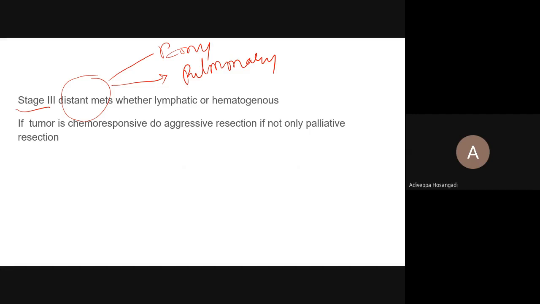So how do you treat the patient with stage 3? If they are chemo responsive, you try and do amputation, save the life. For sparing life, you can sacrifice the limb, but you save the life. If it is not possible, do only palliative resection and take care of quality of life.